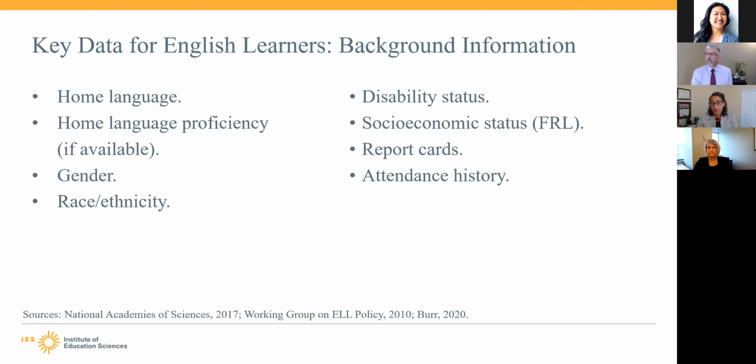More difficult, but extremely useful, is information about students' proficiency in their home language. So can the student read in their home language? Do they mostly just use it for verbal communication? If they read, can they read academic books in their home language? And then the rest of these are the same kinds of things you would probably want to look at for any student. So their gender, their race, ethnicity, their disability status, their socioeconomic status, and then any information about their attendance history or report cards.